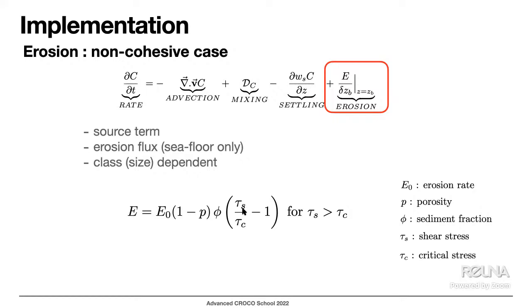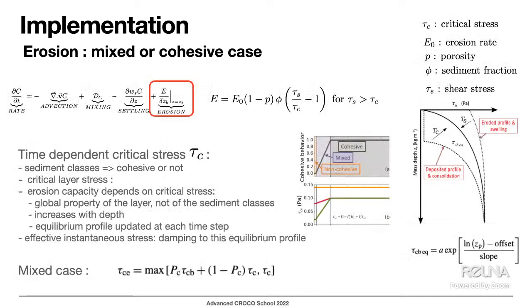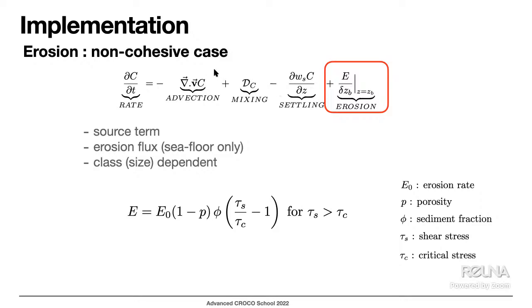Tau here is the shear stress, so it's the stress which is calculated by the BBL. So this is a stress due to current, a stress due to wave, and there is a critical stress above which sediment will be eroded. So this is the case for non-cohesive sediment. So non-cohesive means that sediment in the bed won't aggregate together, and they will stay in the bed as something like individual particles.